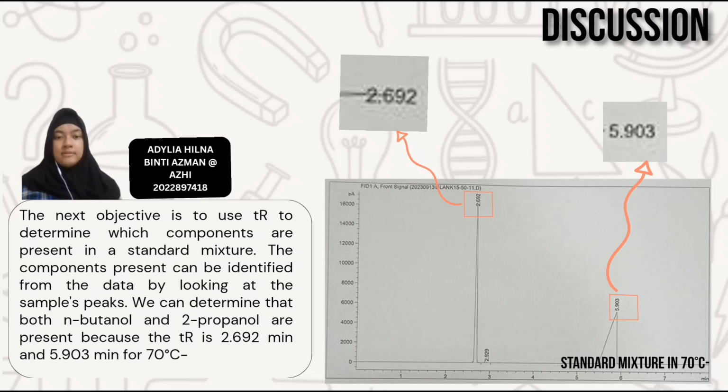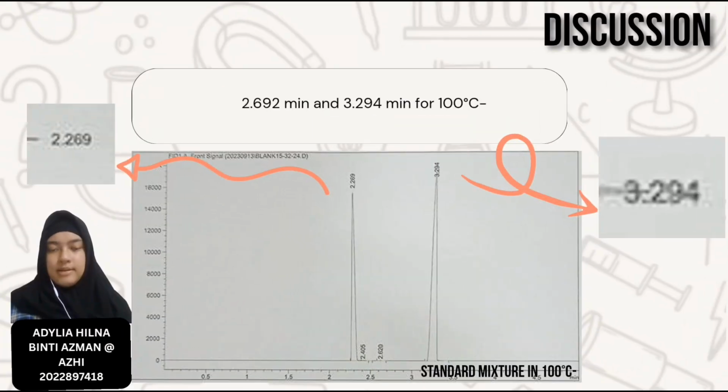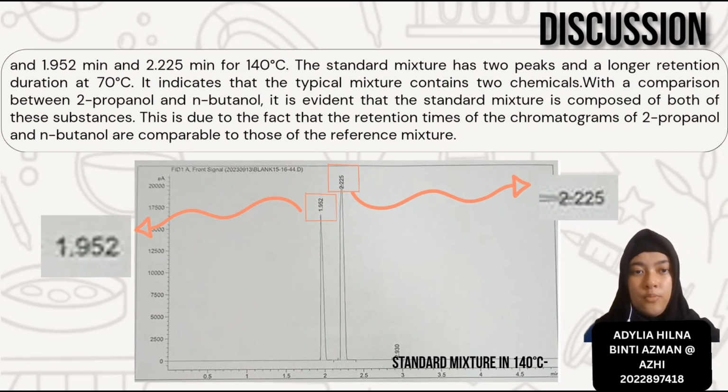The components present can be identified from the data by looking at the sample's peaks. We can determine that both N-butanol and 2-propanol are present because the retention times are 2.692 minutes and 5.903 minutes for the standard mixture at 70 degrees Celsius. As you can see here, it is 2.692 minutes and 3.294 minutes for the standard mixture at 100 degrees Celsius, and 1.952 minutes and 2.25 minutes for 140 degrees Celsius.